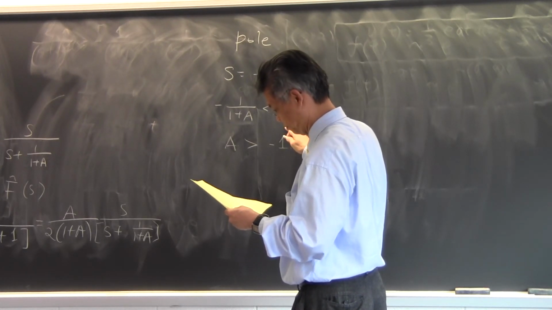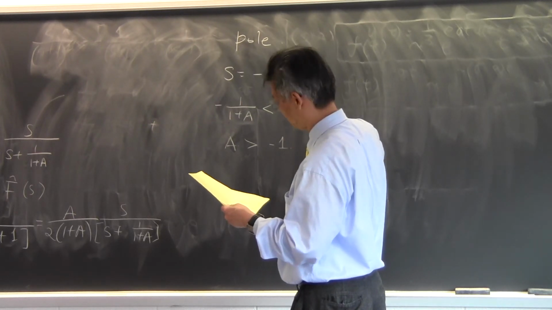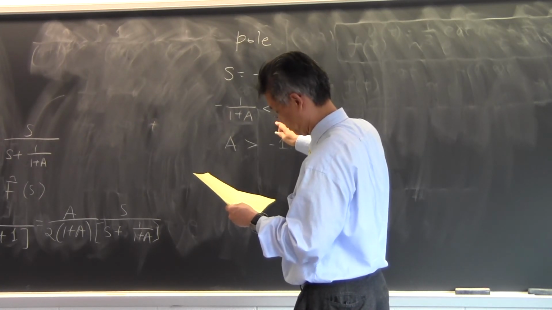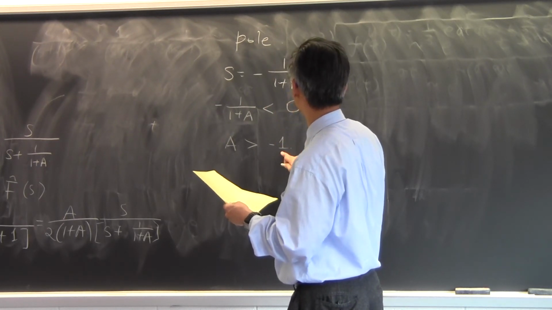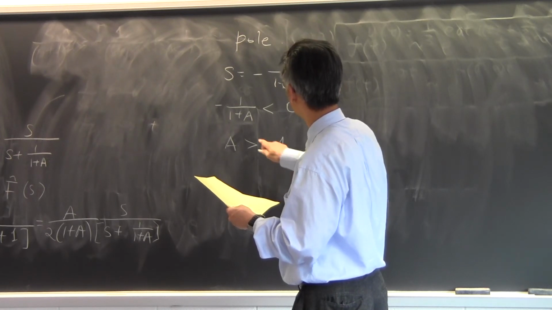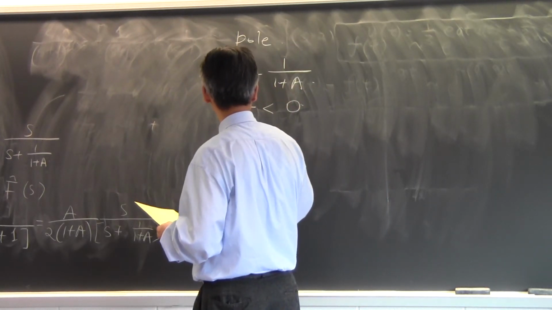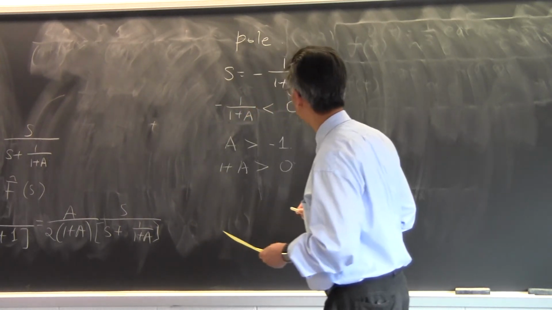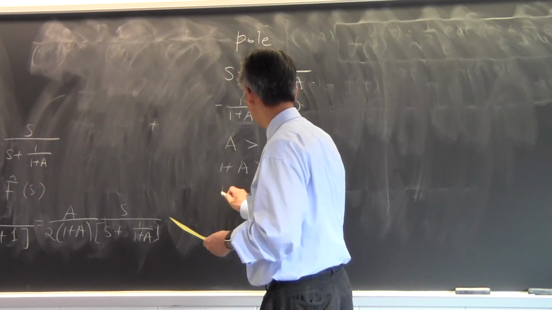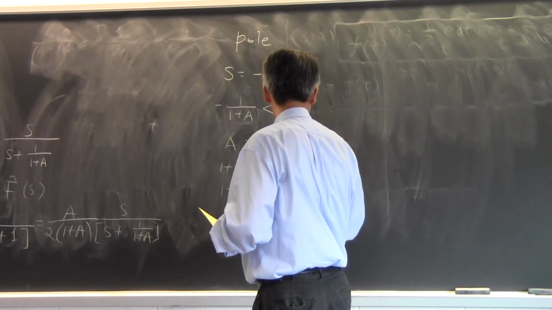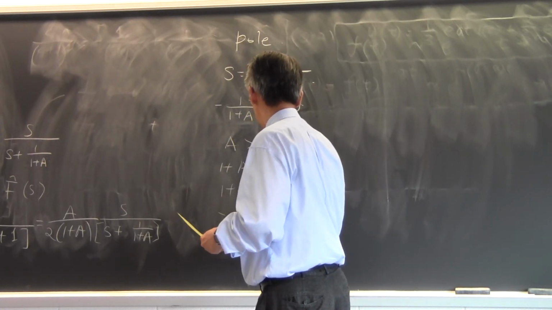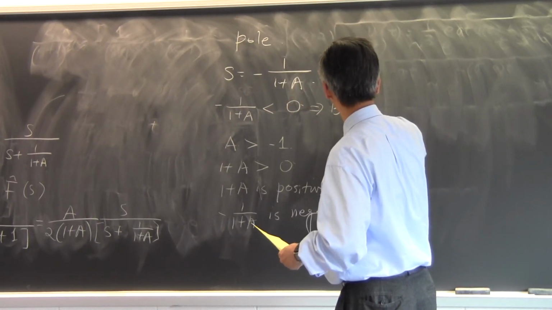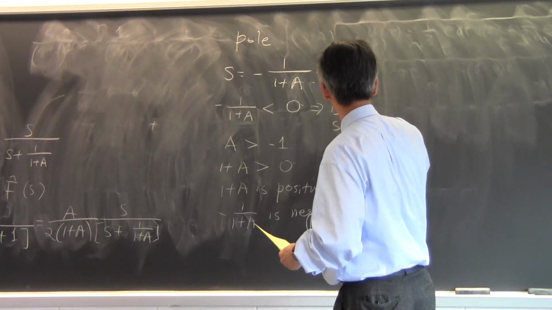The pole is at this location, so I need this to be negative. And then if A is larger than -1, okay, then this will remain negative. Okay, if A is larger than -1, it means that 1 plus A is larger than 0. Okay, 1 plus A is larger than 0, which means that this remains positive. 1 plus A is positive. Then 1 over 1 plus A is negative. Okay, this implies the pole is on the left half plane. This means that it has to be BIBO stable.